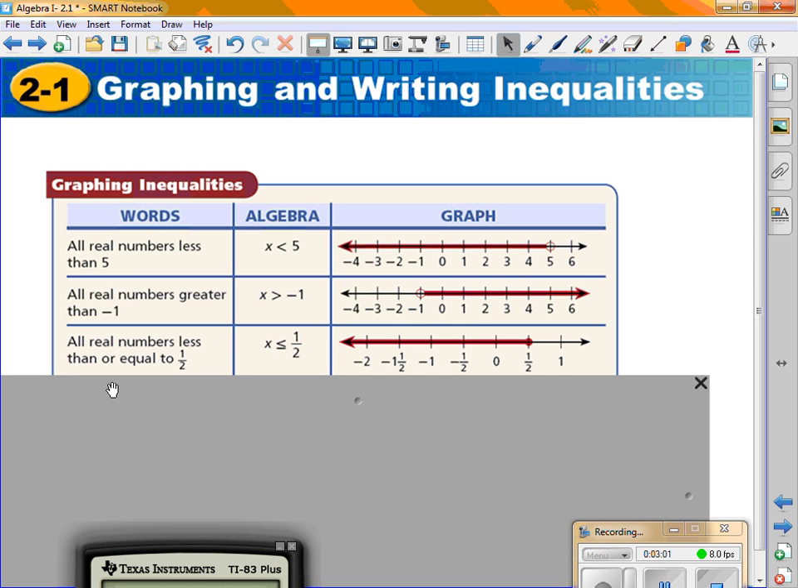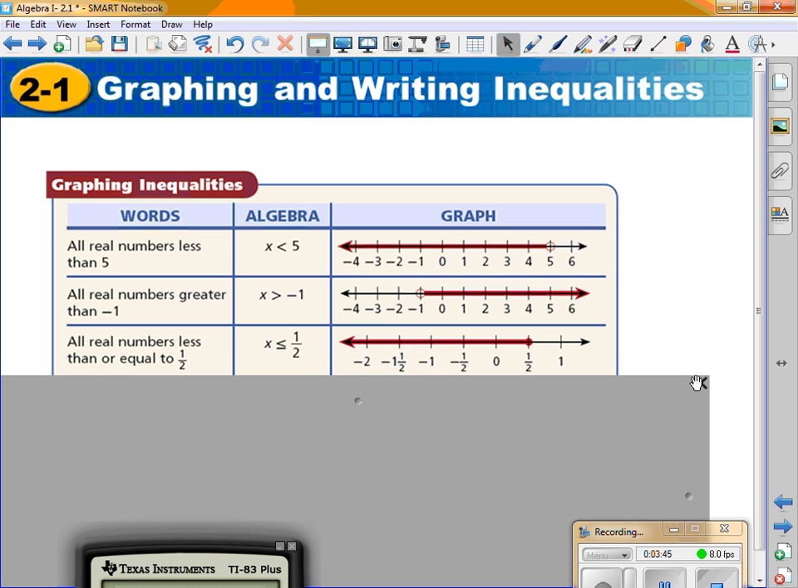Another one is all real numbers less than or equal to 1/2. Now I have that "or equal to." This is where I put algebraically x, the less than symbol, and I put a line underneath. When you see that line underneath, that means the dot is now solid. That means you are now including this dot. So I could pick anything that's less than this, like -2 is less than or equal to 1/2. 1/2 is less than or equal to 1/2. It has to be less than or it has to be equal to, one or the other.